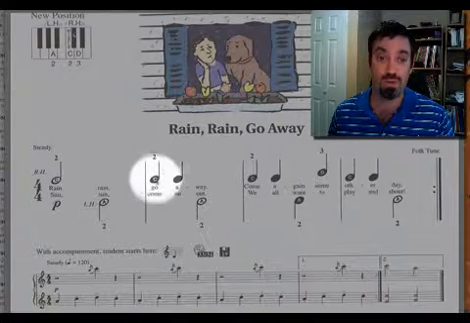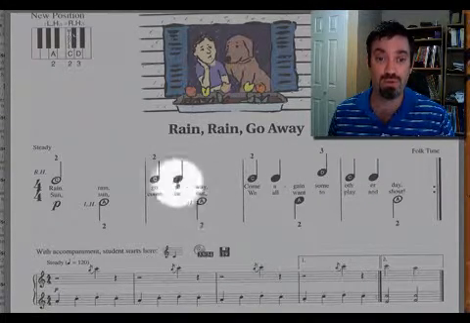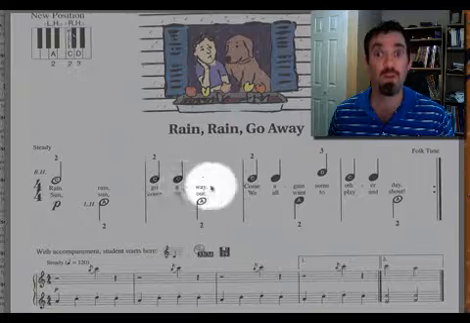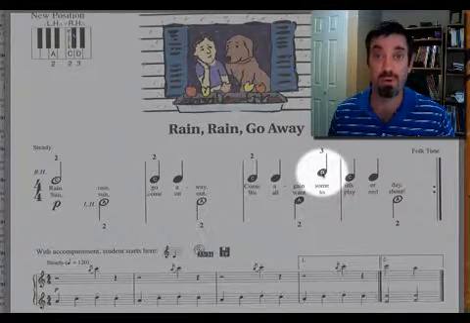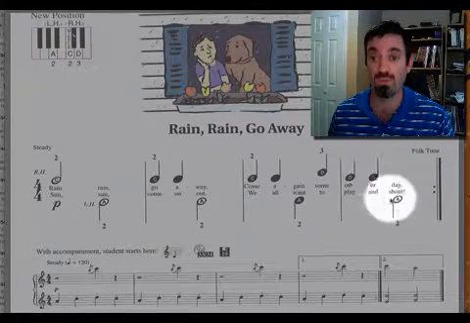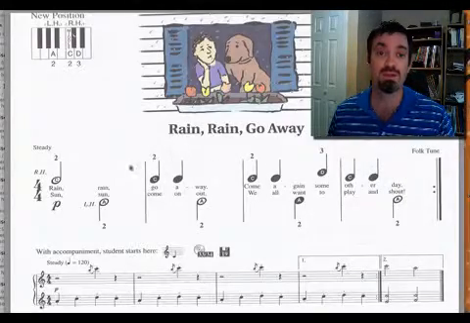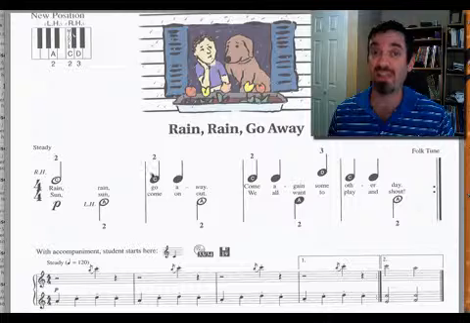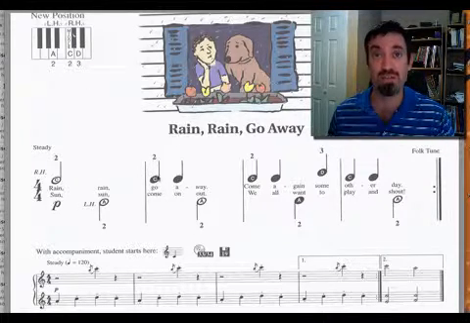This is a quarter note worth 1. This is worth 1. This is worth 2. 1 plus 1 plus 2, 4. 1, 2, 3, 4 quarter notes, 4 beats. 1, 2 quarter notes and a half note. 1, 2, 3, 4 beats. So the music is divided evenly into the same number of beats in each measure.